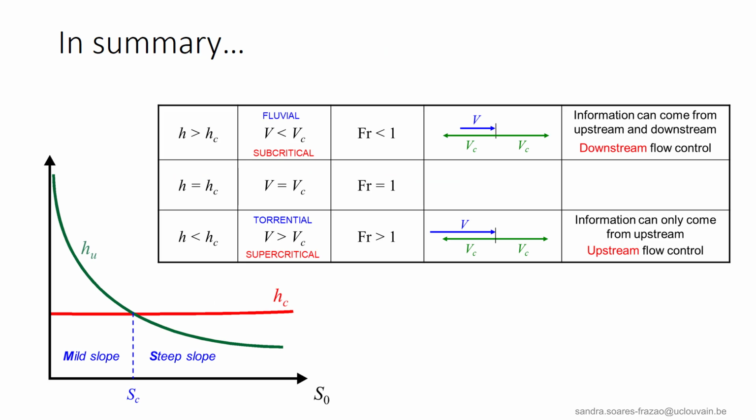In summary, we have seen in this lesson how the critical regime can be used to classify the flow in subcritical or supercritical. We have seen earlier that it was also possible to distinguish between mild and steep slope, comparing the normal and critical depth. So this concept will now all be combined in the following lessons.